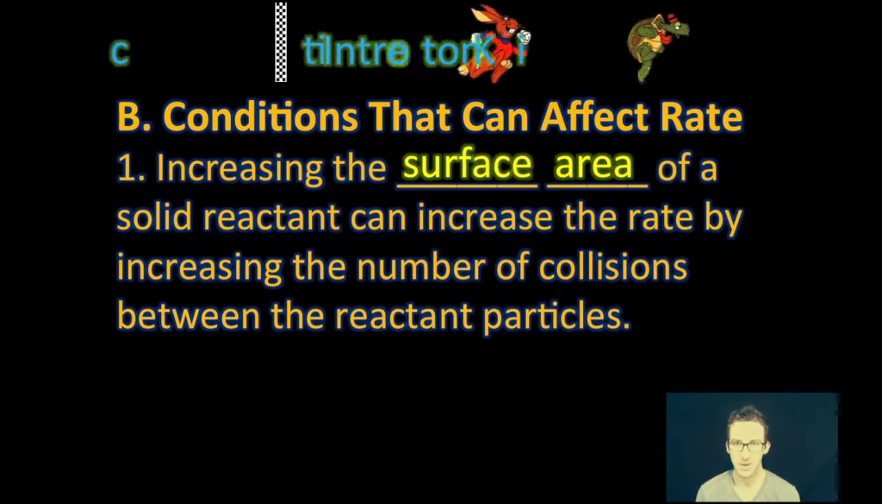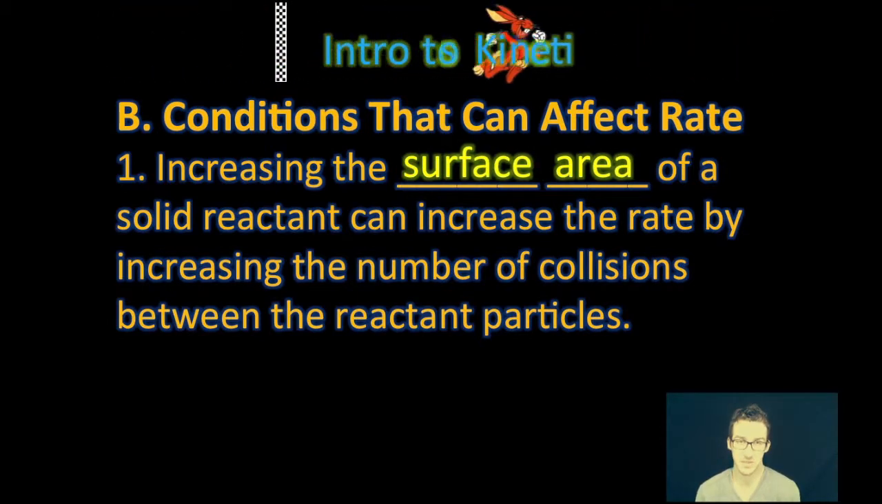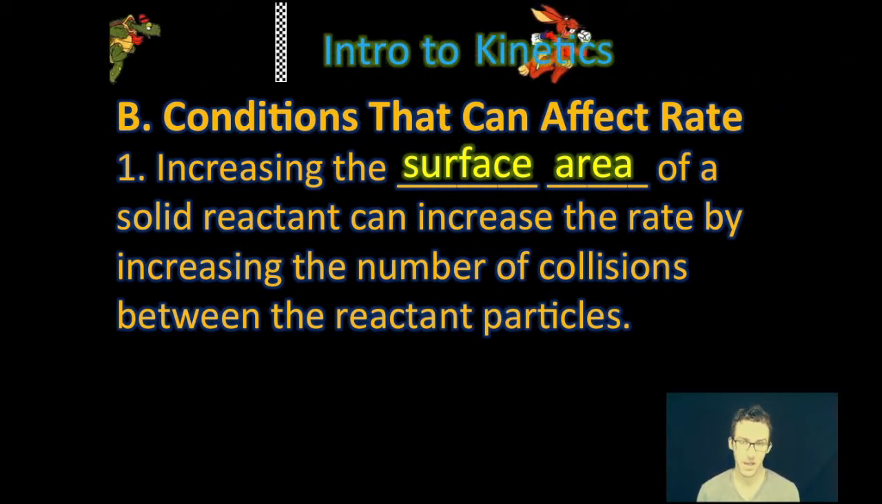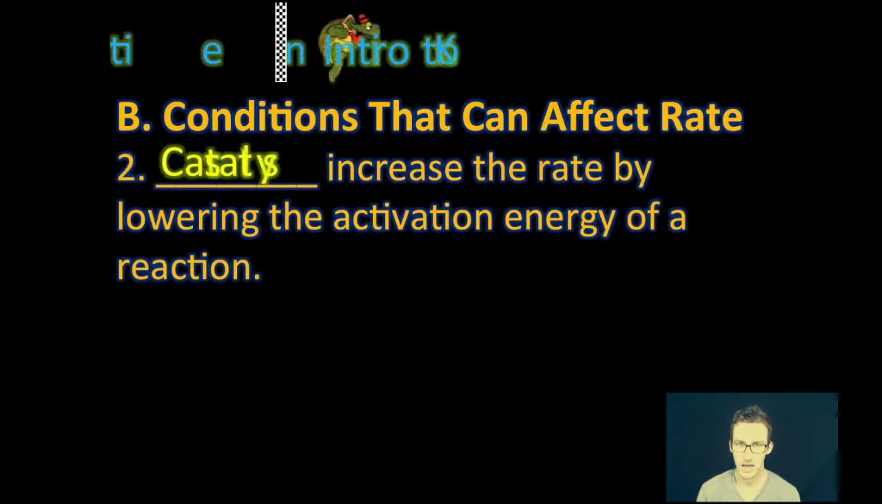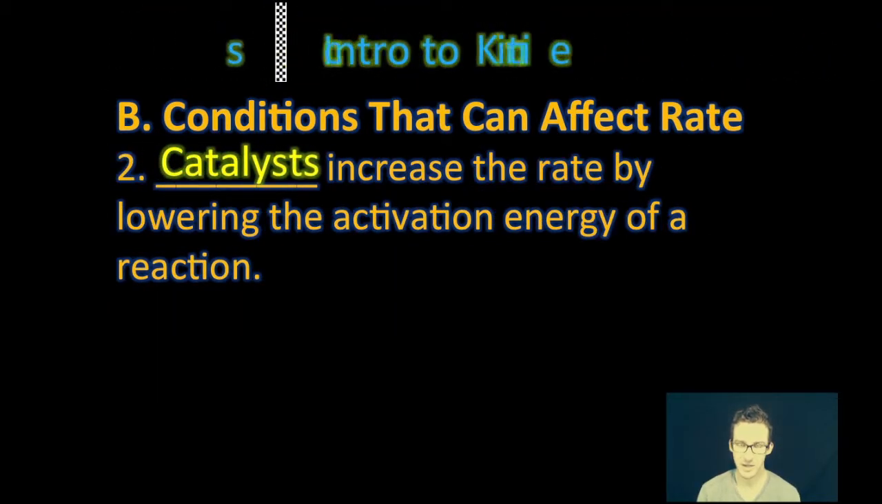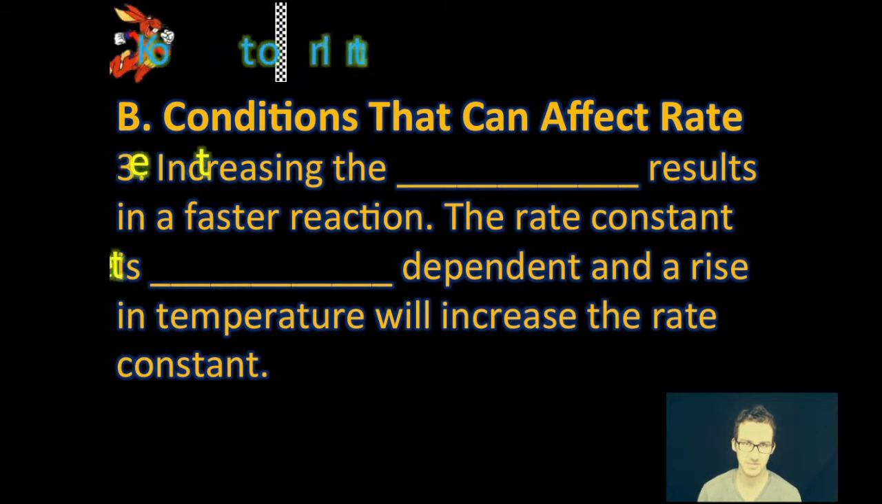Okay, so now that we've sort of defined what rate is, let's talk about some things that will affect the rate. One, increasing the surface area of a solid reactant can increase the rate by increasing the number of collisions between the reactant particles. Two, you can add what's called a catalyst to increase the rate of the reaction by lowering the activation energy of a reaction. And we'll talk a little bit more about that in a couple of days.